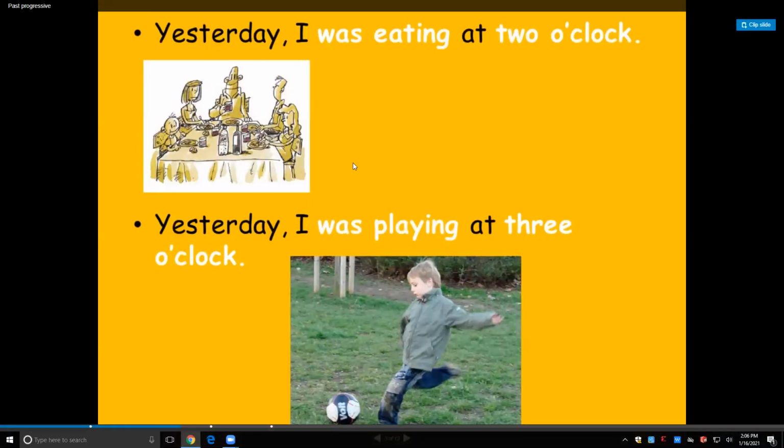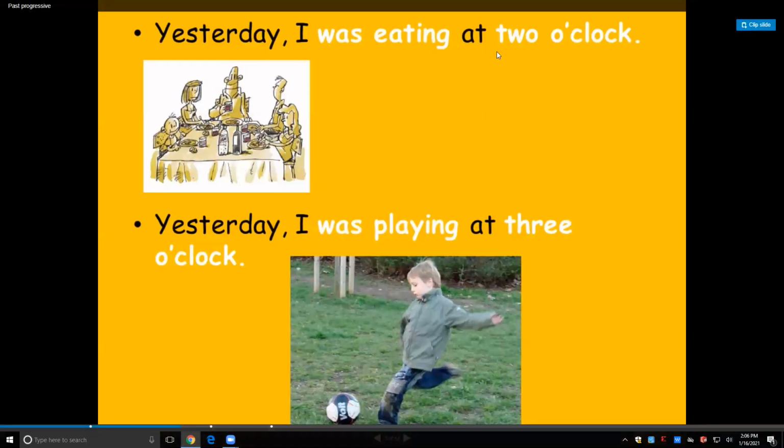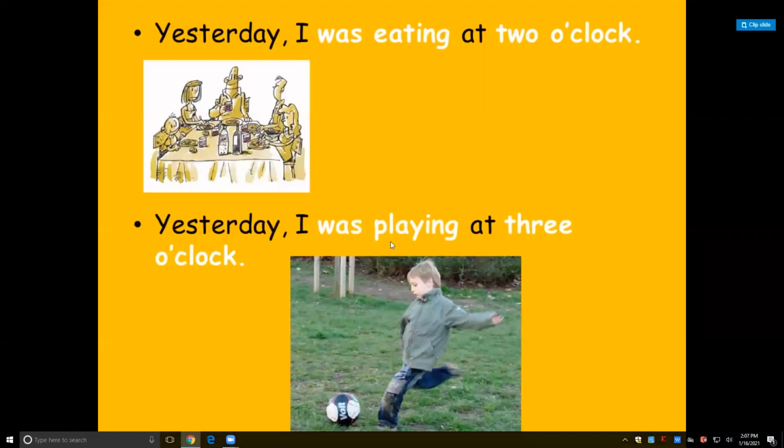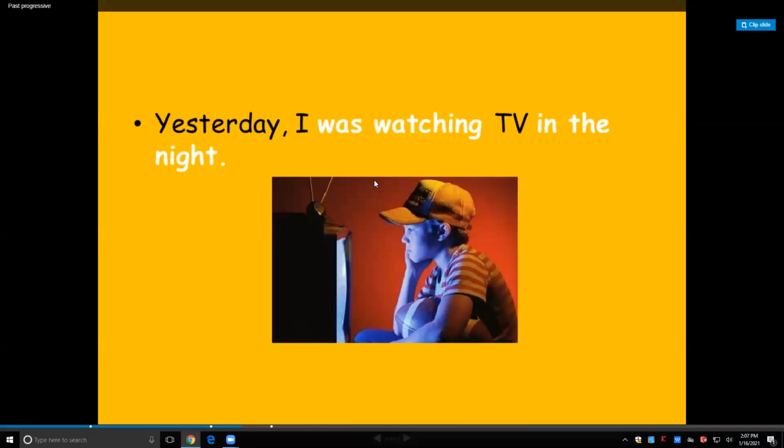Let's have some more examples. Yesterday, I was eating at 2 o'clock. Again, see what is that particular moment of time? That is at 2 o'clock. So what was I doing at 2 o'clock yesterday? Yesterday, I was eating at 2 o'clock. Yesterday, I was playing at 3 o'clock. Yesterday, I was watching TV in the night. So what is that certain point of time? That is in the night.